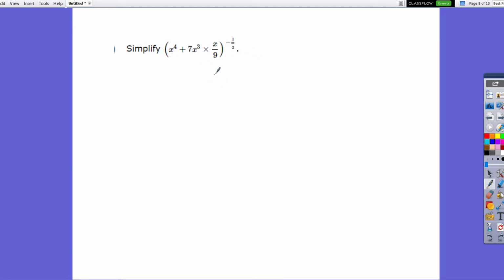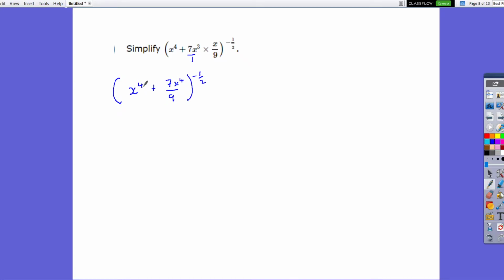Simplifying this bracket. Okay, this is to the minus half. So first of all, let's just put these terms together. Let's put some nice brackets. So we've got x to the power 4 here, and these are multiplied. When they are multiplied, I can put this all over 1. So when we're multiplying, 7x cubed times x is going to give me 7x to the power 4, and 1 times 9 is going to give me 9, and that is to the power minus a half. Okay, we'll deal with this power in a second.